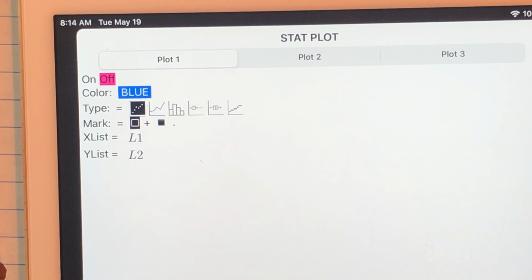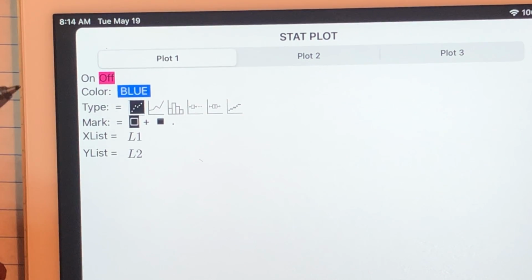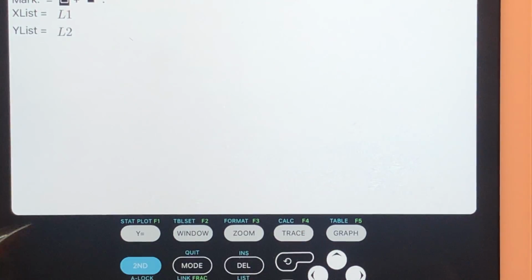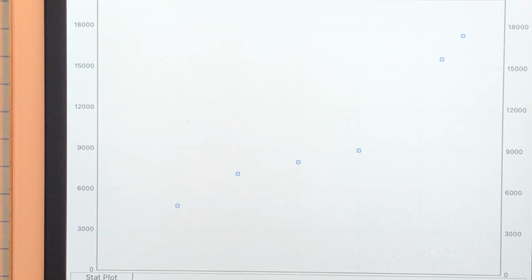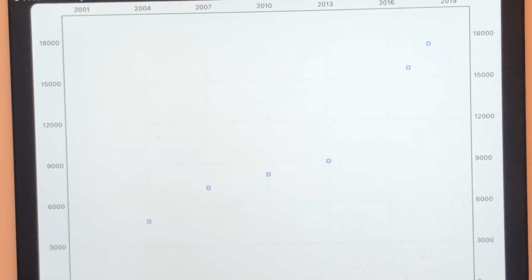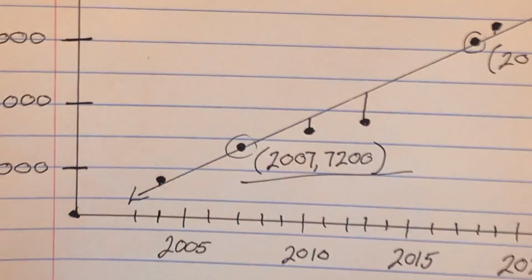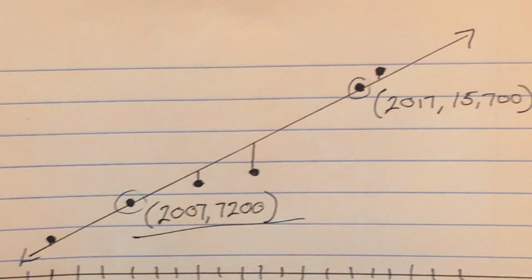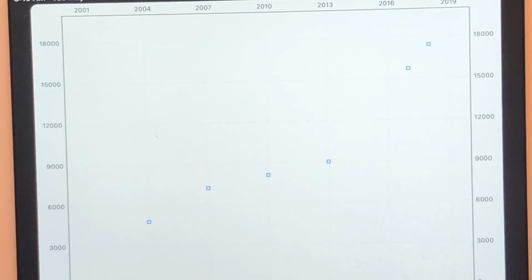You can see that right now my plot 1 is off. So if I use the arrows here, turn that on, hit enter, now my stat plot is on. So now when I hit the graph button, I don't know how well you can see that. Yeah, you can see that all right. That looks very similar to what we did. Doesn't that look a lot like that? Very similar, right? Almost the same thing. A little more accurate than we did by hand, but that's what it is.